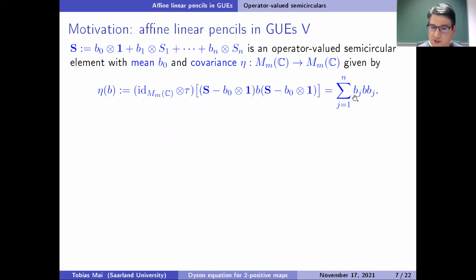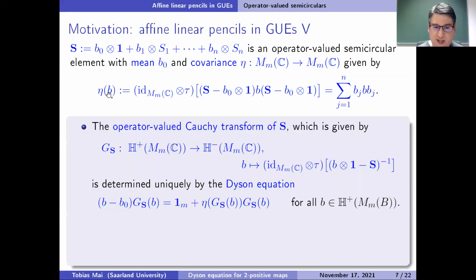So you just take the coefficient matrices and multiply them from the left and right to the matrix B at which you are evaluating your eta. So this is this particular form. And the question is, what does this tell us?